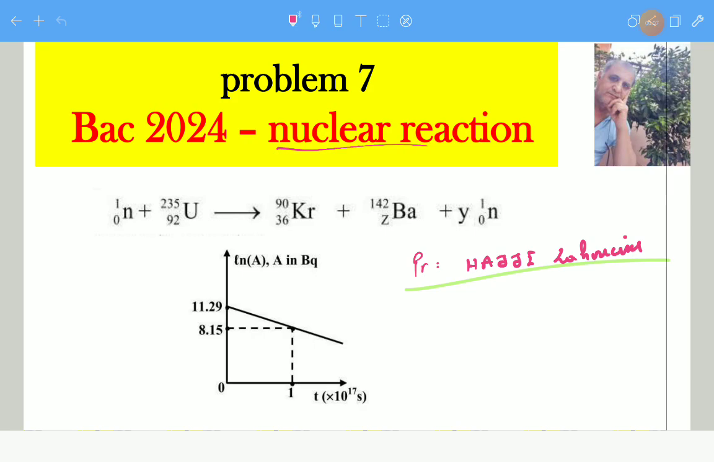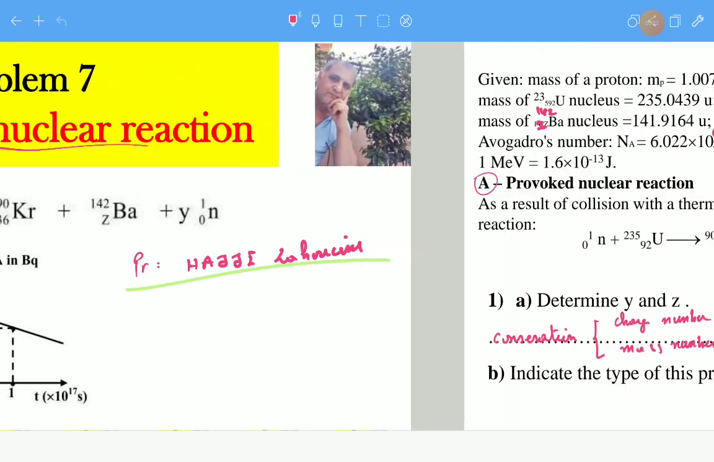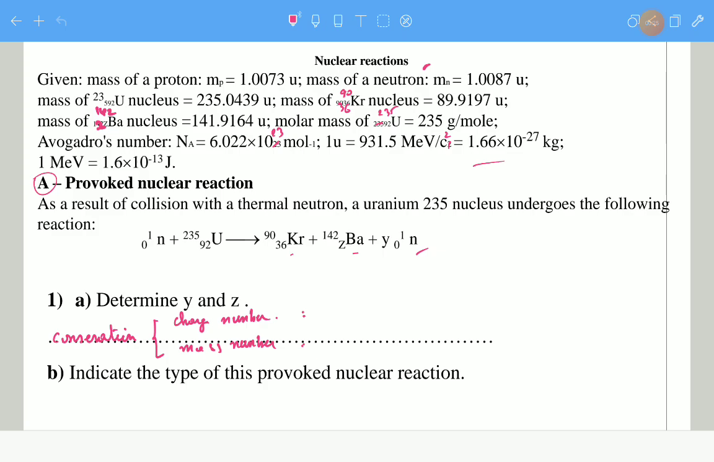I will give you in this video, the first video in English, and we talk about the nuclear reaction, and especially we talk about the fission nuclear reactor. So I will give you gradually the solution of this problem. So, we give the mass of proton, the mass of neutron, the mass of uranium nucleus, the mass of krypton, the mass of barium, the molar mass, Avogadro number, and 1 MeV in joules.